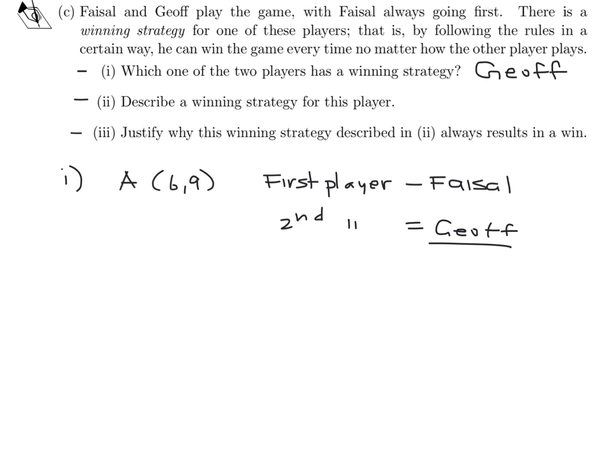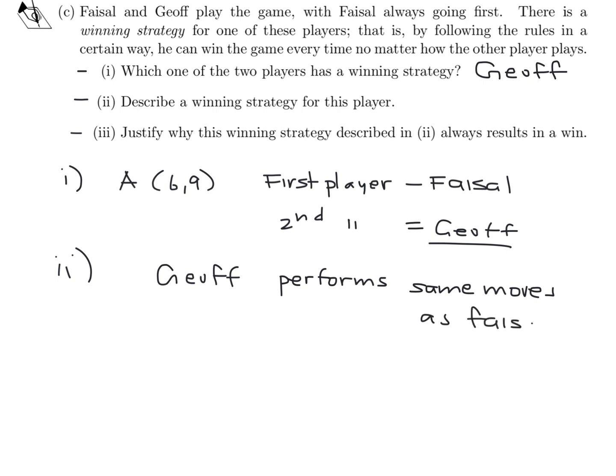Now, you say, well, why? Okay. Well, again, part B of this question kind of showed you how. And the key there is that in order for Jeff to guarantee a win, he has to basically perform the exact same moves as Faisal. Same moves as Faisal. And if he does, he will win.